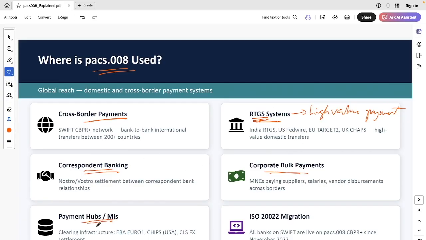Fifth, it is used by payment hubs and market infrastructure. A payment hub basically acts like a traffic controller inside the bank. It receives payments from different channels and routes them to Swift, RTGS, clearing systems, or other networks. Finally, pacs.008 is also very important in ISO 20022 migration. Banks are moving from older message formats, that is MT message formats, which are text based, to richer XML based messages, and pacs.008 is one of the key messages in that journey. So pacs.008 is not theoretical, it is very much used in real payment modernization programs.